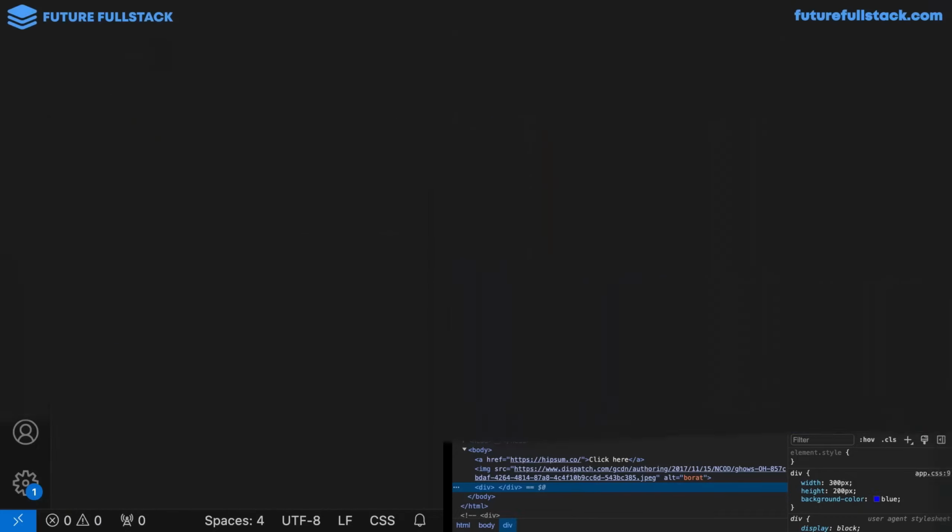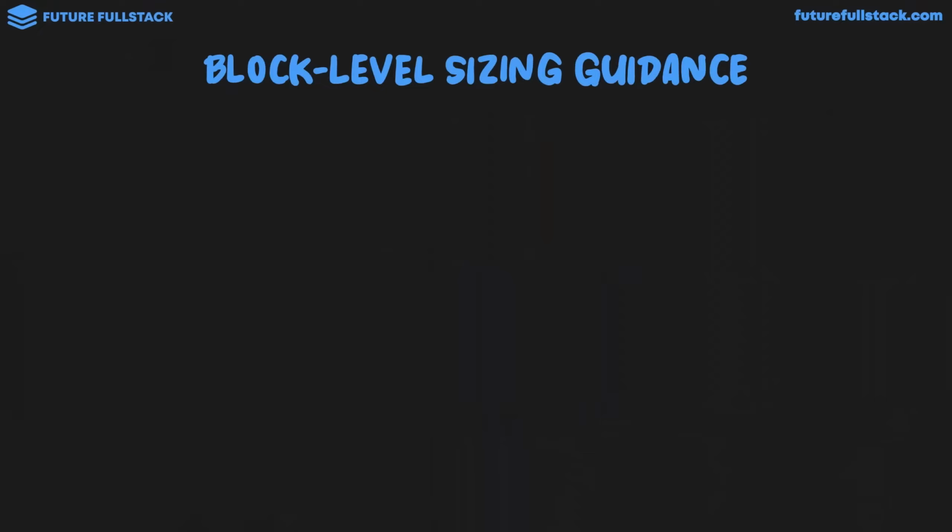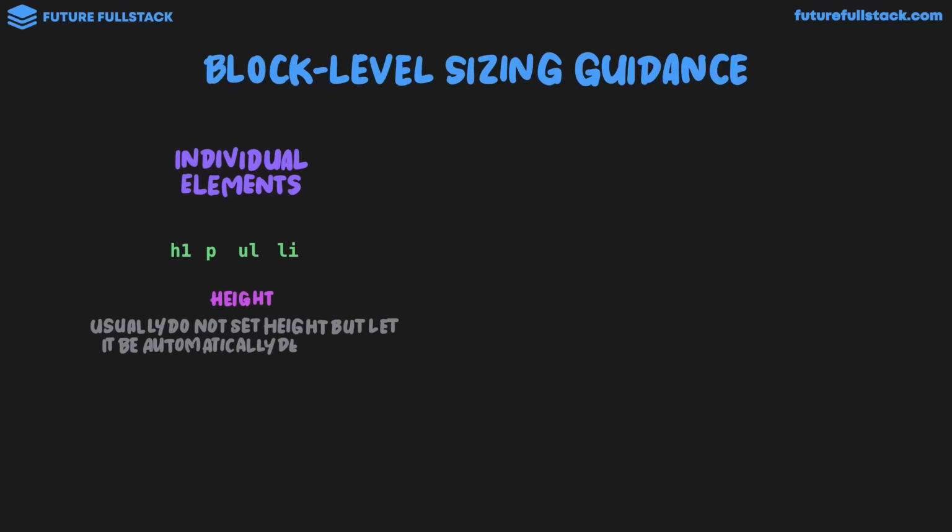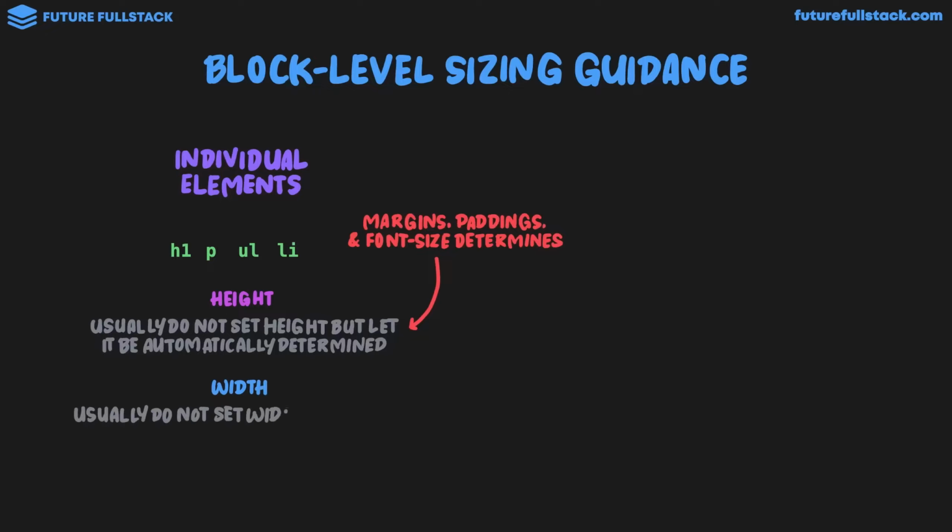We'll first take a look at block level sizing guidance, and looking first at individual elements, such as heading, paragraphs, and lists. For height, we usually do not set height, but let it be automatically determined. Instead, margins, paddings, and font size determines the height. We saw this earlier when we used font size on the heading and paragraph. That set the height, and it's very uncommon to set the height using the height property on individual block elements. For the width, we usually do not set width, which will stretch to fill the parent container.